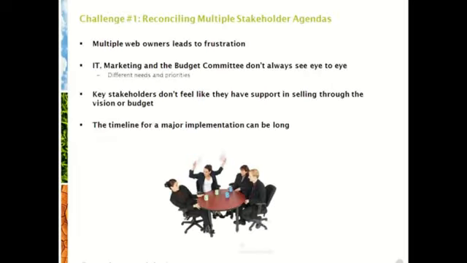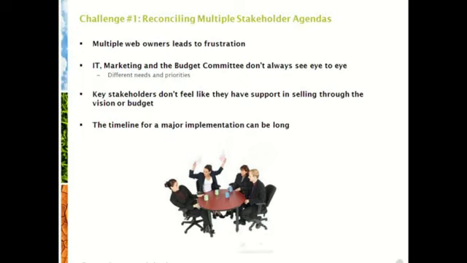Number 1 is reconciling multiple stakeholder agendas. And what that really means is in order to kick off a website for an institution, there are often a lot of people involved. And multiple web owners often leads to frustration. It's very difficult to get everybody on the same page and to get people moving in the same direction. We know that there are different groups that are particularly involved when it comes to redesigning a website, the IT department, the marketing department, the budget committee, and they don't always see eye to eye.